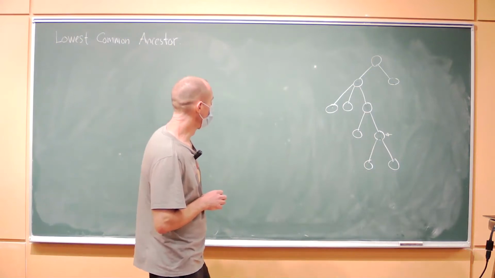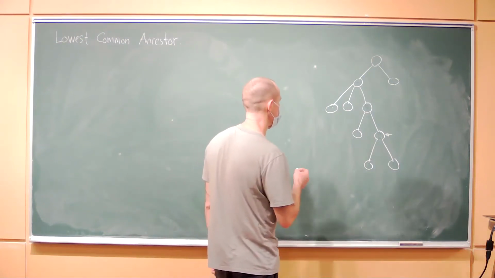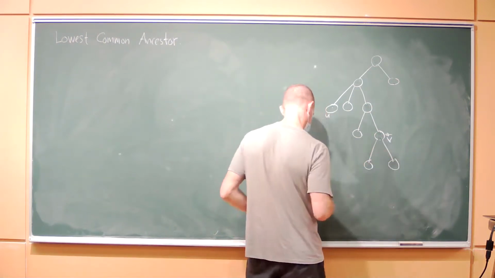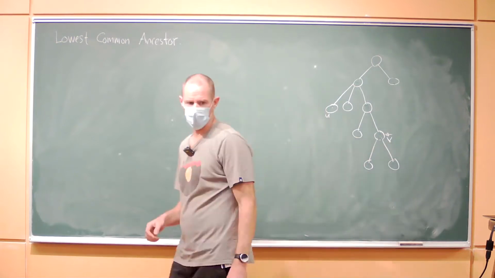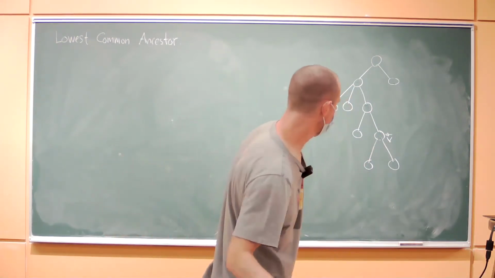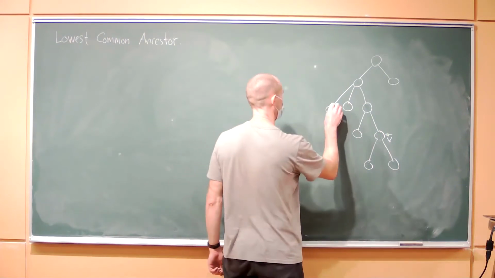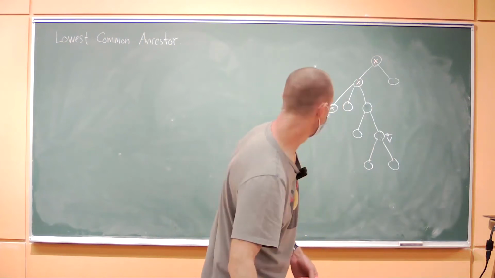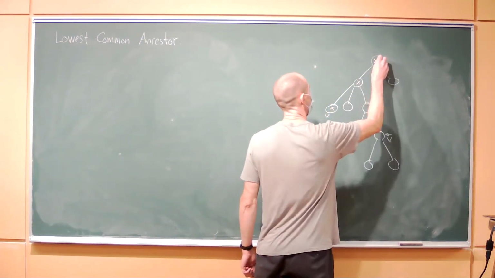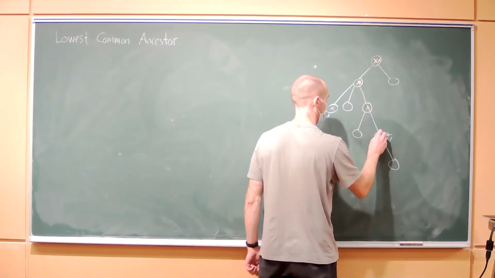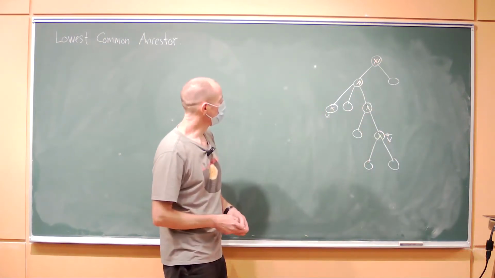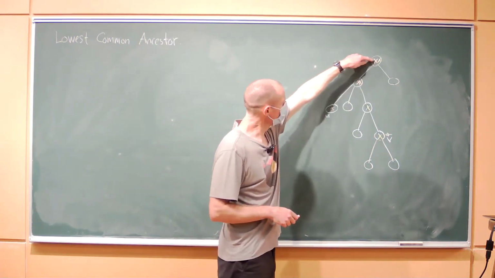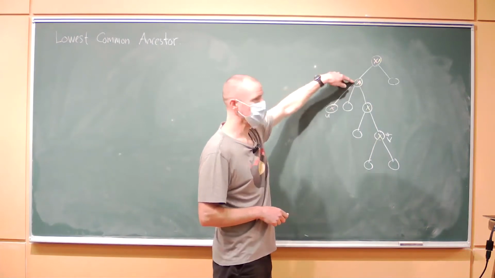And the lowest common ancestor of two nodes, so let's say like here, U and V, for that you look at all the ancestors of U. That would be these ones. And all the ancestors of V, that would be these ones. And you look for the lowest one that's common to both U and V. So these are two common ancestors of U and V. This is the lowest one.